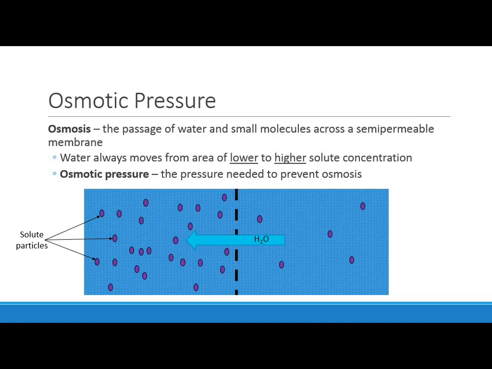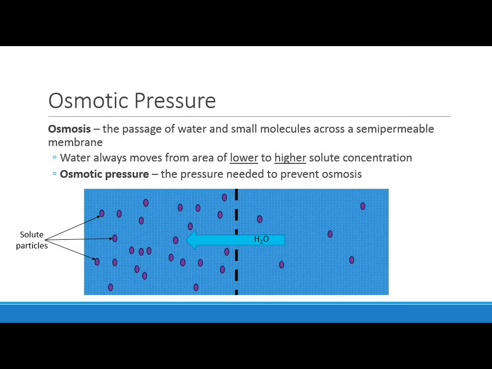So now that we've discussed freezing point depression and boiling point elevation, what about osmotic pressure, this other colligative property? In order to understand osmotic pressure, we need to know what osmosis is. Osmosis is simply the passage of water and small molecules across a semi-permeable membrane. For instance, your cells are surrounded by a semi-permeable membrane, which allows water to go in and out and certain small molecules, but it keeps things like your DNA and proteins from just drifting out of your cells.